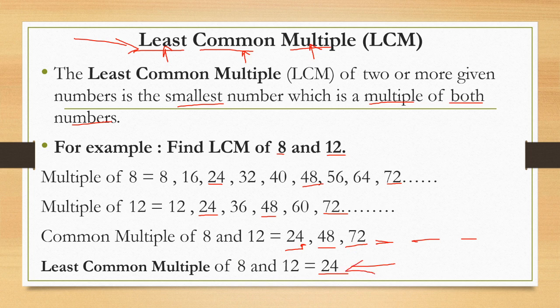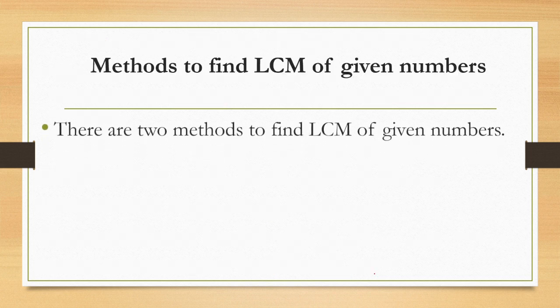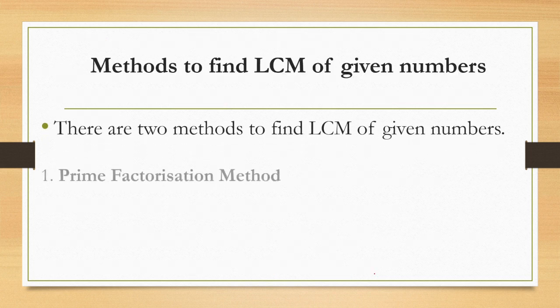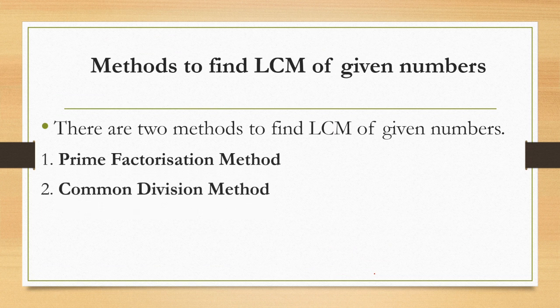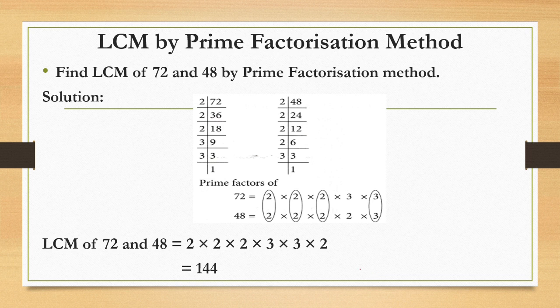Now if we have to find the LCM of a number, how will we do it in our notebook? Let me tell you. We have two methods to find the LCM of given numbers. One is the prime factorization method and another one is the common division method. Let me show you. We have to find the LCM of 72 and 48 by the prime factorization method. In the prime factorization method, first you have to find the prime factorization of the given numbers.